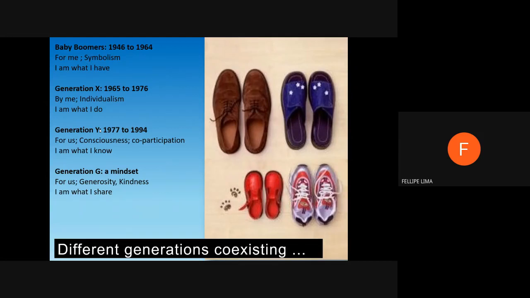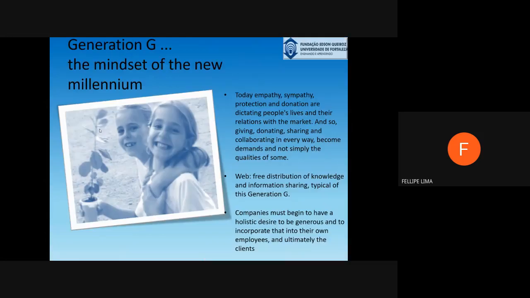Generation gap, generational segmentation. You have the baby boomers, Generation X, Generation Y, Generation Z. Here's an example of Generation Z.